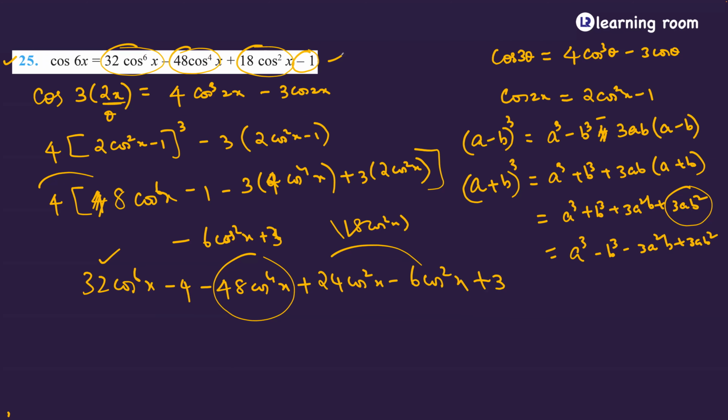The only thing is, if you take it as 2 into 3x, what you will have is 2 cos square x, cos square 3x minus 1. Then cos 3x would have a formula, and you square it. Maybe one step will get reduced, that's it, but it's the same. You can try and see. The only point about this question is, which formula are you comfortable with? Are you comfortable with a minus b the whole cube, or a minus b the whole square? That's it.